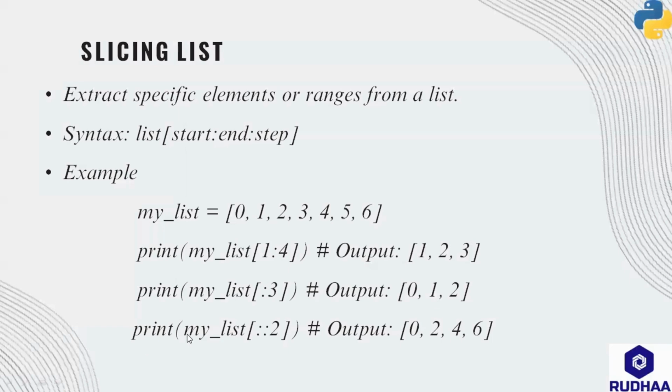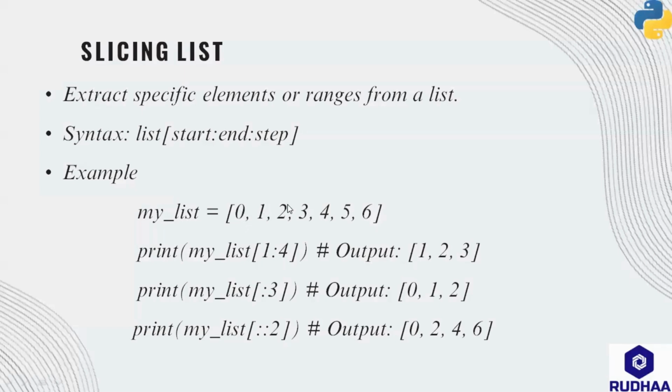The next command is print my list of colon colon 2. That means the output will start from the beginning and go till the end, separated by count 2. Step is 2 here. So the output will start from 0. So 0, 1.